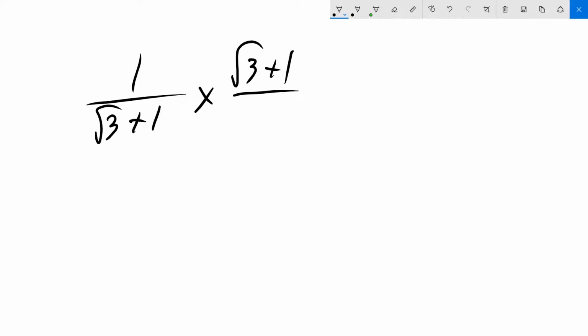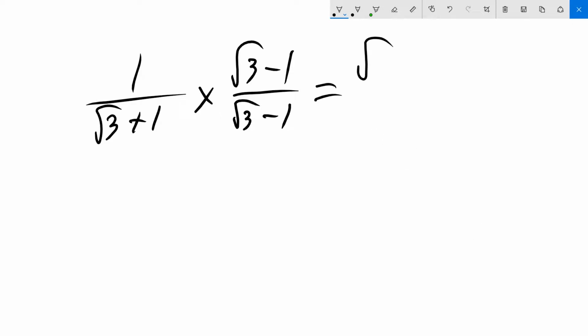So let's talk about a slightly more complicated example. Let's say we had 1 over root 3 plus 1. This is where the complement comes in. So instead of timesing by root 3 plus 1 over root 3 plus 1, we're going to times it by the complement of root 3 plus 1, which is root 3 minus 1. Right? This is still 1, but we're timesing by the complement.